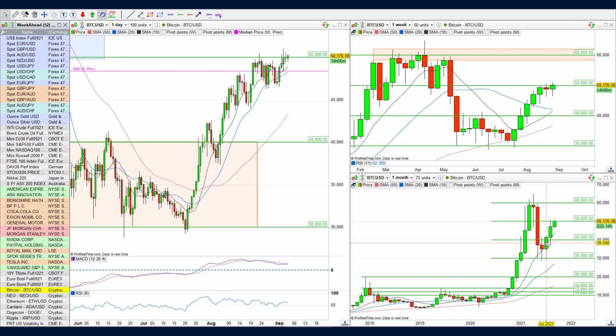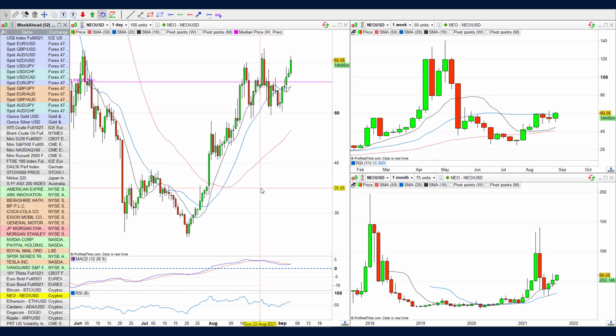Overall, looking fine. The size of these candles fine in relation to previous early moves. I'd like to see if that's going to be the case. So should we find equities do a drop and cryptos climb, that would be of interest to me next week as well. Neo looking nice and bullish, back up into these highs.